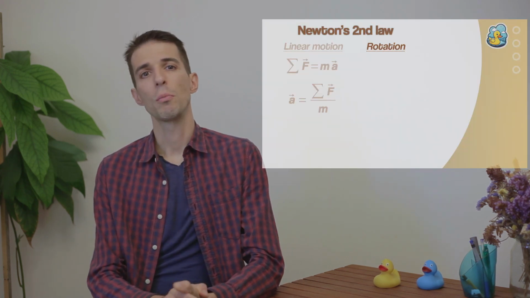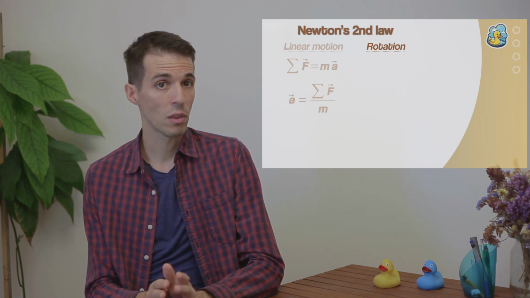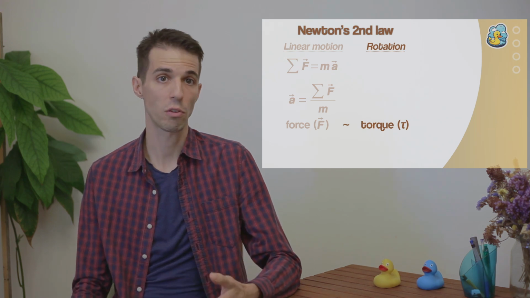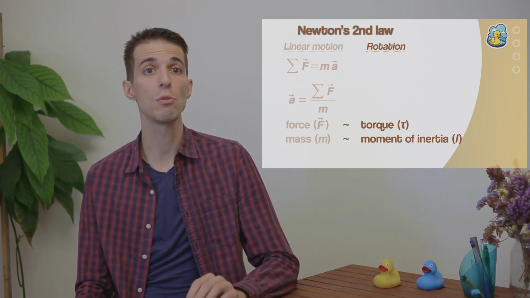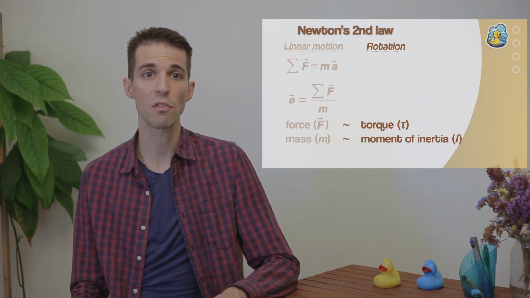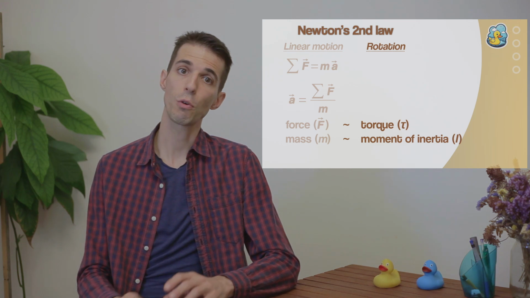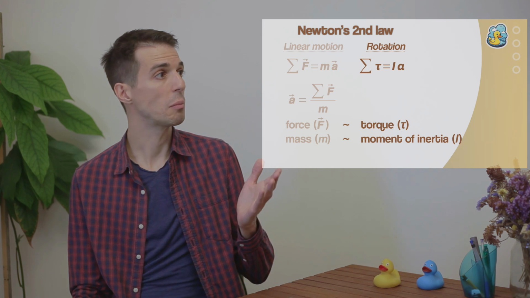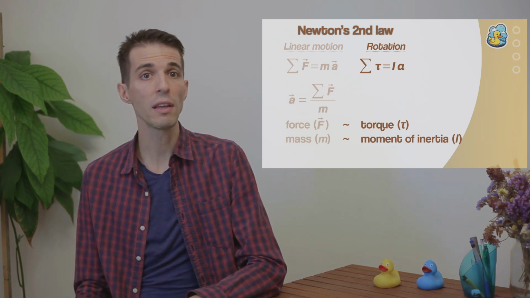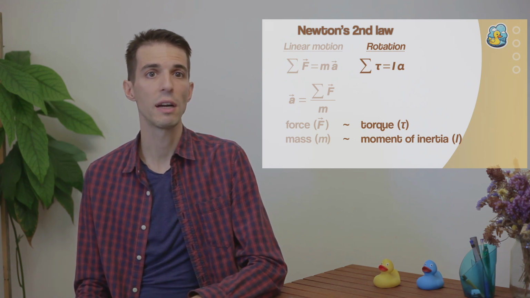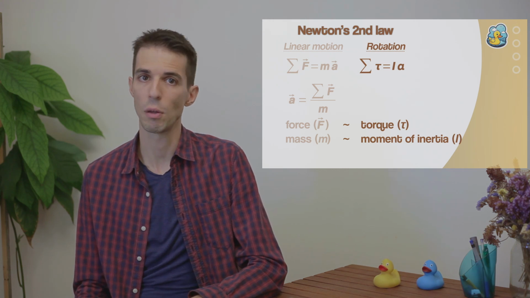Now, in rotational motion, we have something similar. Instead of the forces acting on an object, we talk about torques. And instead of mass, we use moment of inertia, which describes how mass is distributed around the axis of rotation. The rotational version of Newton's second law looks like this. Sum tau equals I times alpha. Here tau represents torque, I is the moment of inertia, and alpha is the angular acceleration that develops.